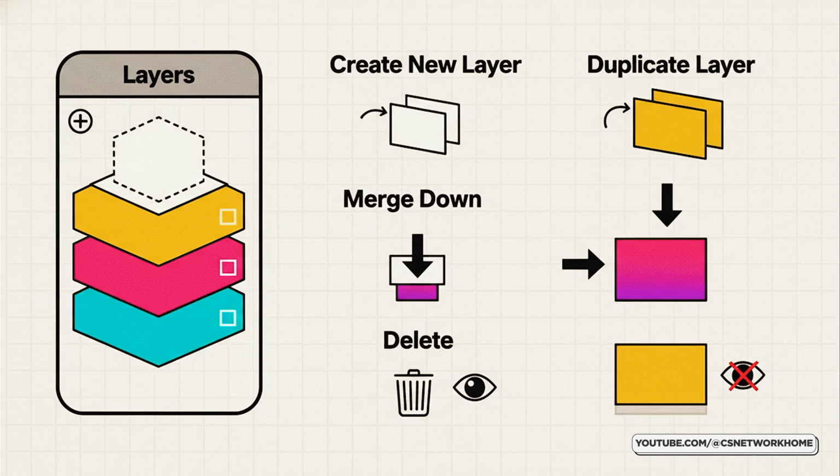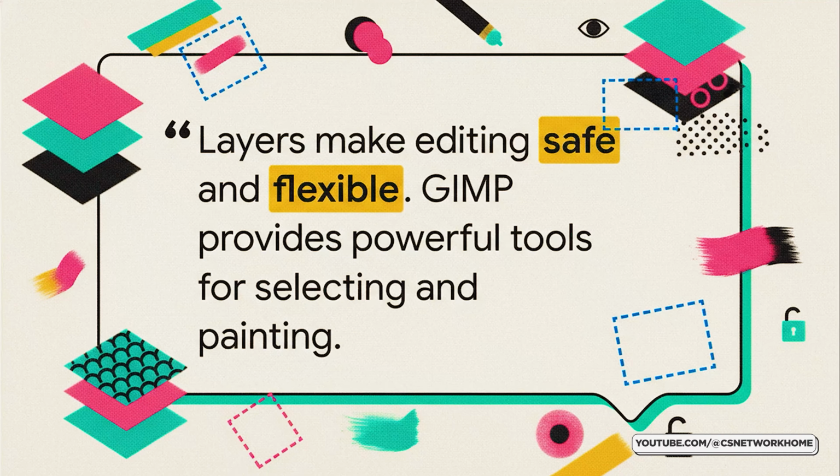And you have total command over these layers. You can add a new one, duplicate a layer if you want to try something risky, merge two layers together, or just delete one you don't need. And see that little eye icon? Just click it to hide a layer and see what your image looks like without it. It's incredibly flexible.